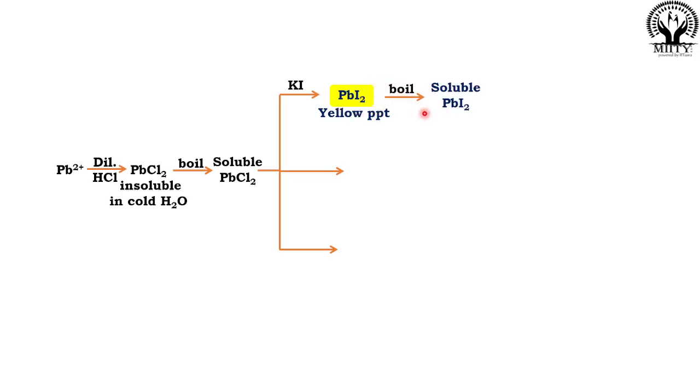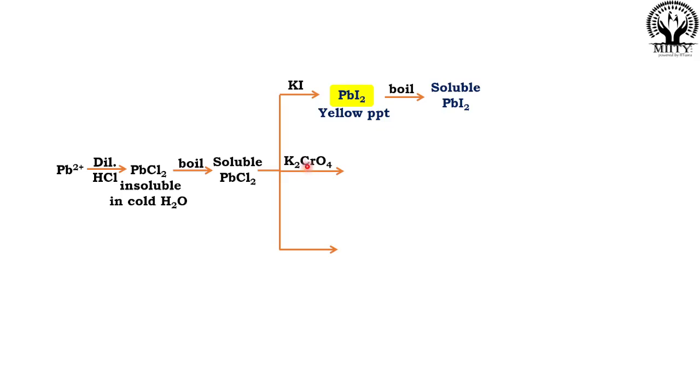So it is soluble PbCl2, and this hot solution is divided into three parts. To the first part, we add potassium iodide so that it forms yellow PPT of PbI2. When we boil the solution, this PbI2 is soluble in water.